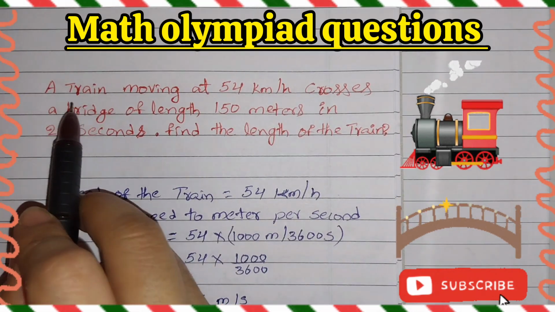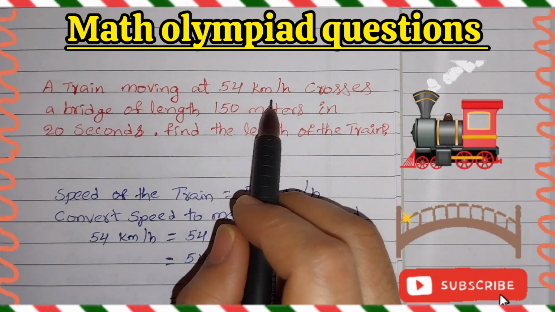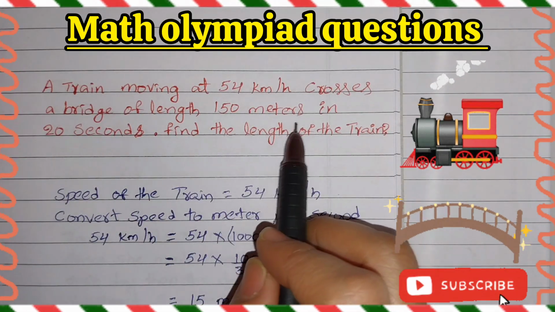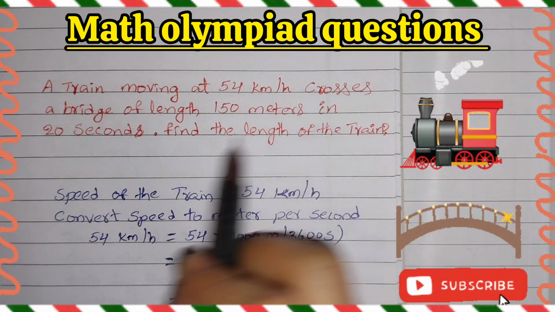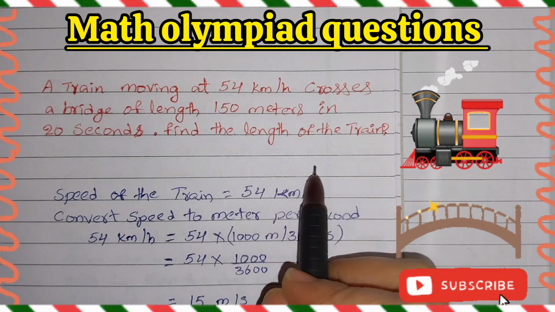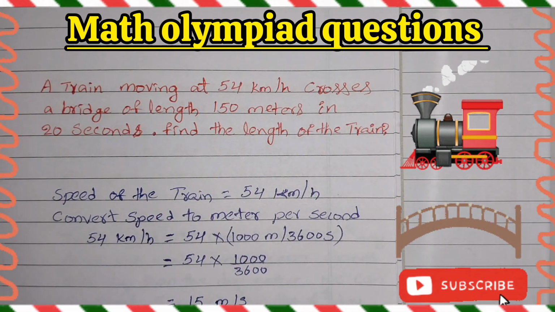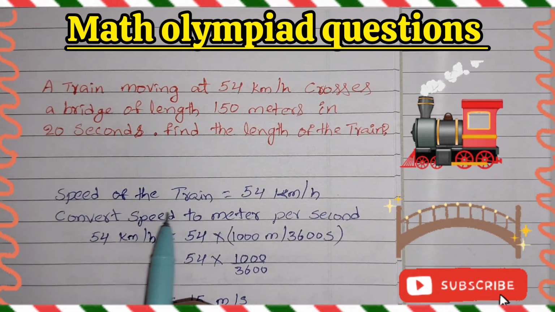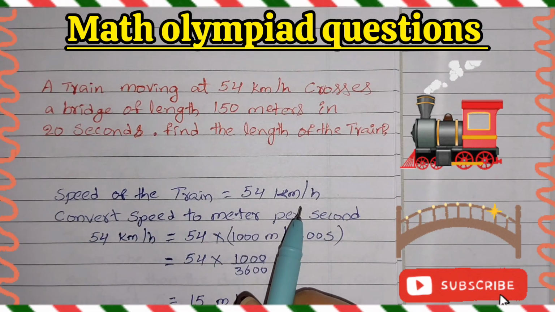Let's start. The first question is, a train moving at 54 kilometers per hour crosses a bridge of length 150 meters in 20 seconds. Find the length of the train. So read the question carefully and understand it, what they given, what we have to find. We have to find the length of the train. Let's see how to solve this problem.